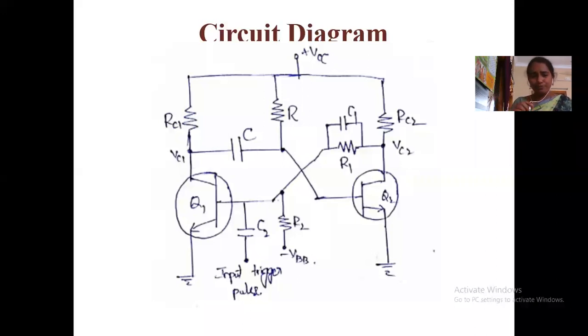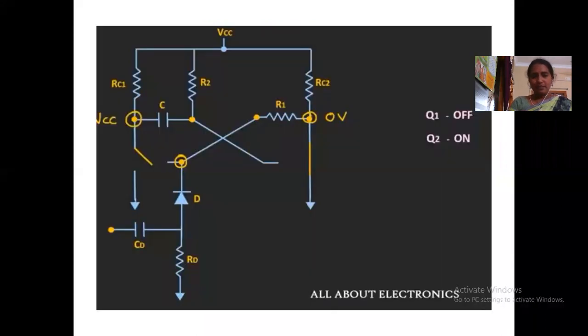Okay, now see here, Q1 off condition, Q2 on condition. By the negative voltage, Q1 is open circuit. So output voltage is VCC. By the supply voltage to the R2 resistor and base of transistor Q2, the transistor Q2 is in on condition, output voltage is 0.7, approximately 0 volts. This is the stable state, right?